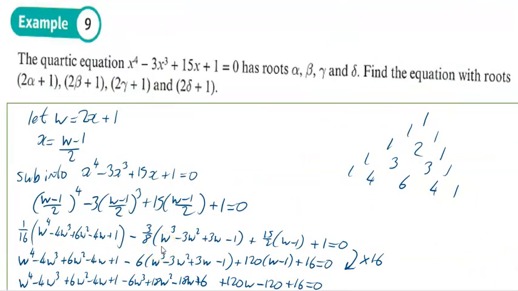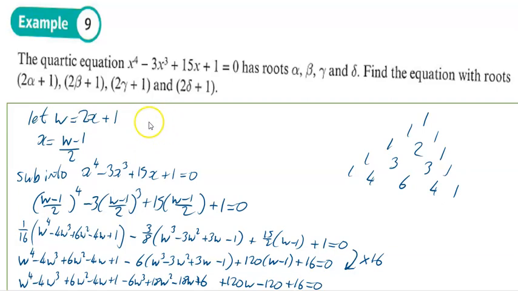Okay, our last example says the quartic equation x to the power 4 minus 3x squared plus 15x plus 1 equals 0 has roots alpha, beta, gamma, delta. Find the equation with roots 2 alpha plus 1, 2 beta plus 1, 2 gamma plus 1, 2 delta plus 1. So you could do it using your first method from the last example. It would be awful, and you can see this is not a particularly nice question as it is. So go with the method I'm giving you here. If you look in your notes on Google Classroom, you'll see there's another version of this as well, just to show you it can be done another way.